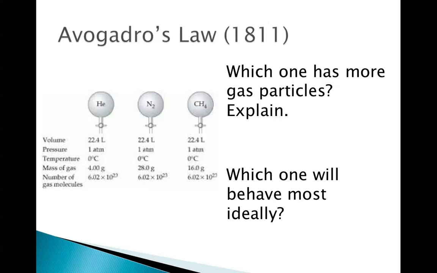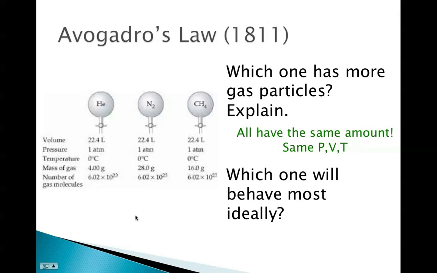With Avogadro's law, we have these 3 samples, helium, nitrogen, and methane. Which one has the more gas particles? They're all the same amount. If we look at their volume, pressure, and temperature, they're all equal, so they have to have the same number of particles, which you can see on the bottom part of the picture.